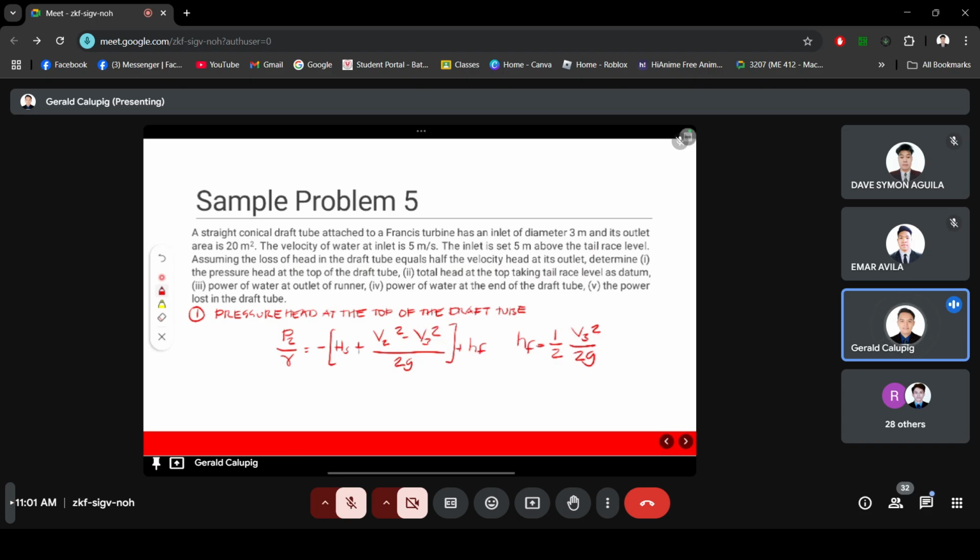So we have here P2 over specific weight is equal to negative HS plus V2 squared minus V3 squared over 2G, plus our HF, which is one half of our velocity head at the outlet.